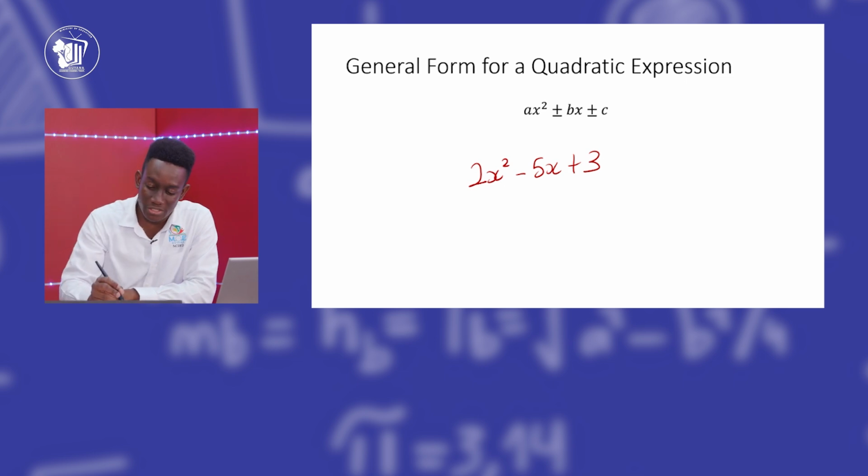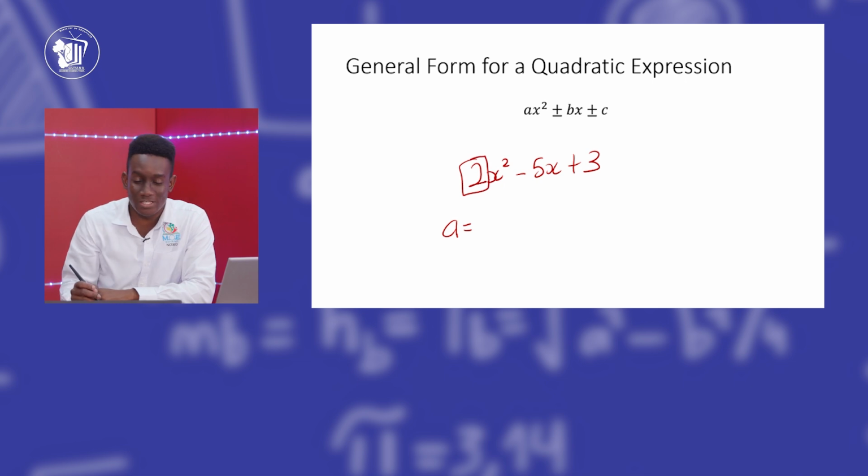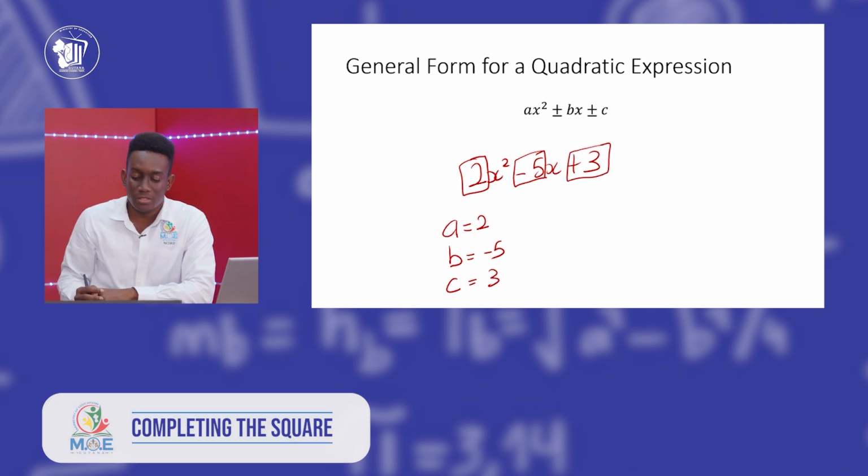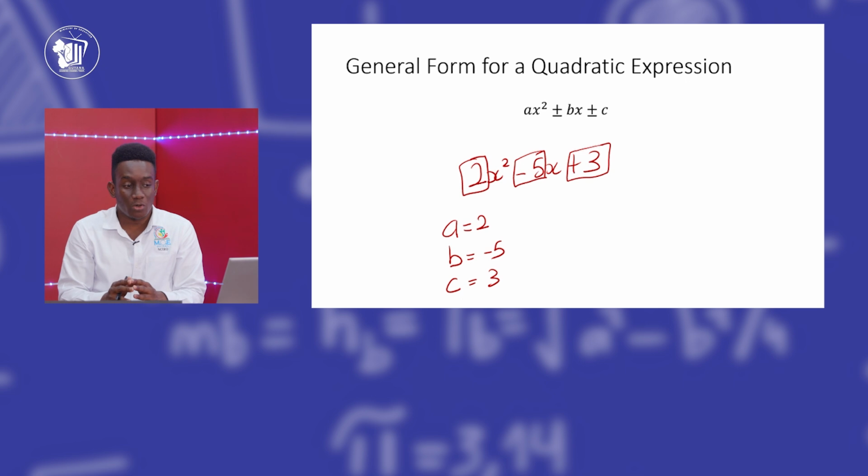And for this expression, a would be equal to the number in front of the x squared term, which is 2. b would be equal to the number in front of the x term, which is negative 5. And c would be equal to the number by itself, which is 3. And this is the general form for a quadratic expression.